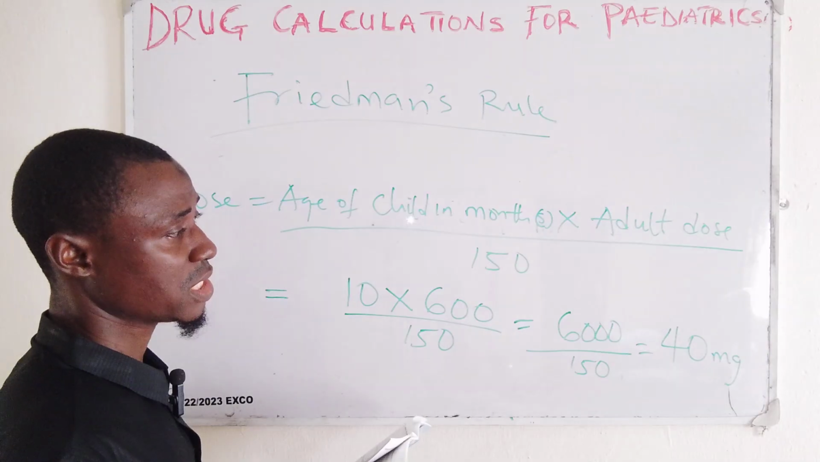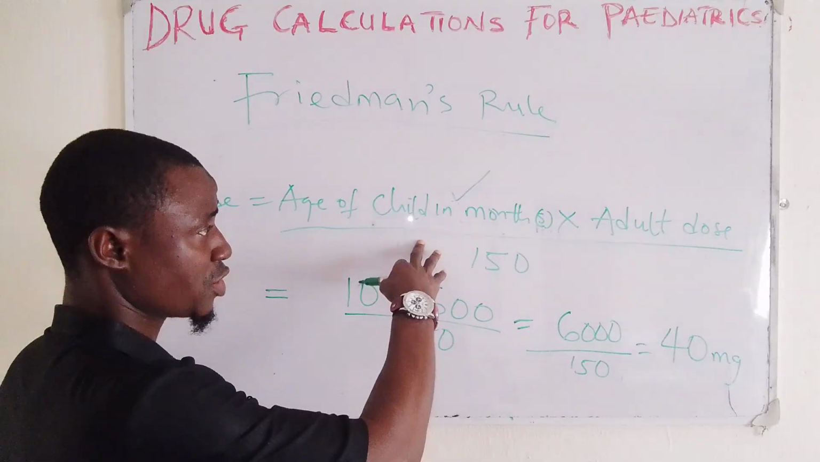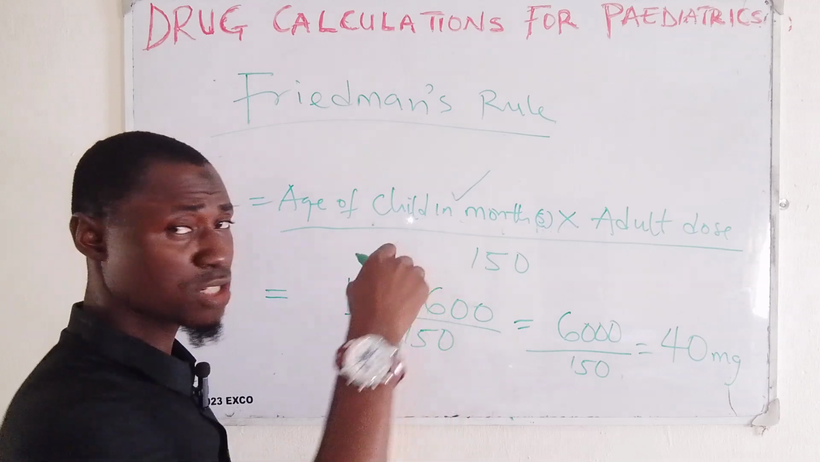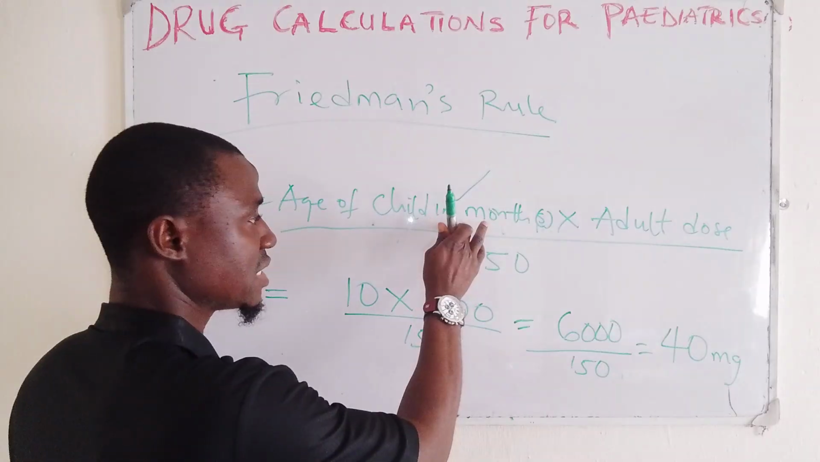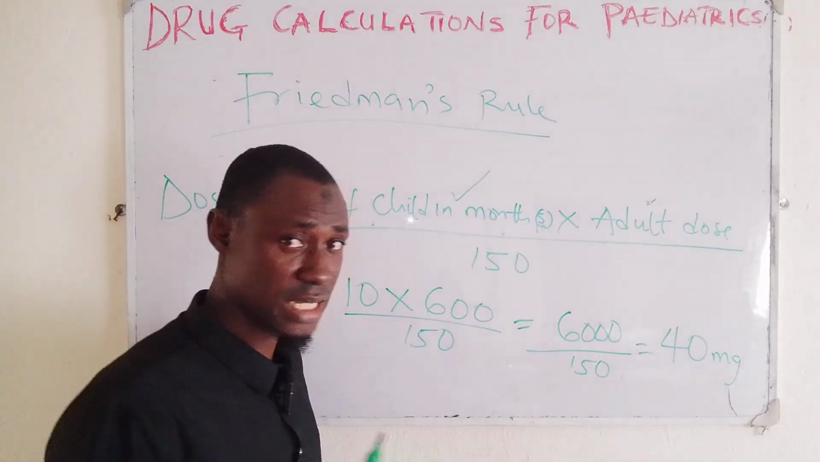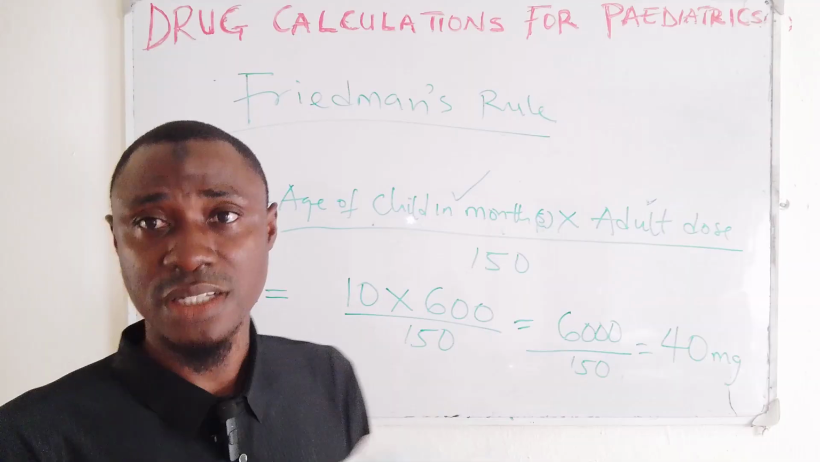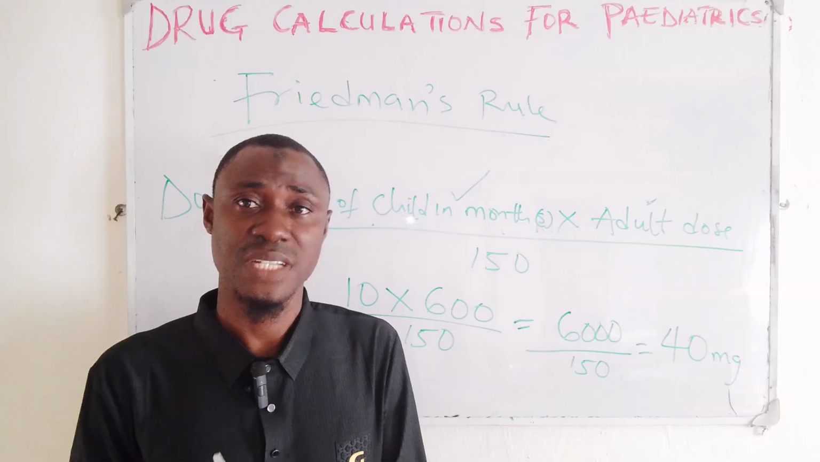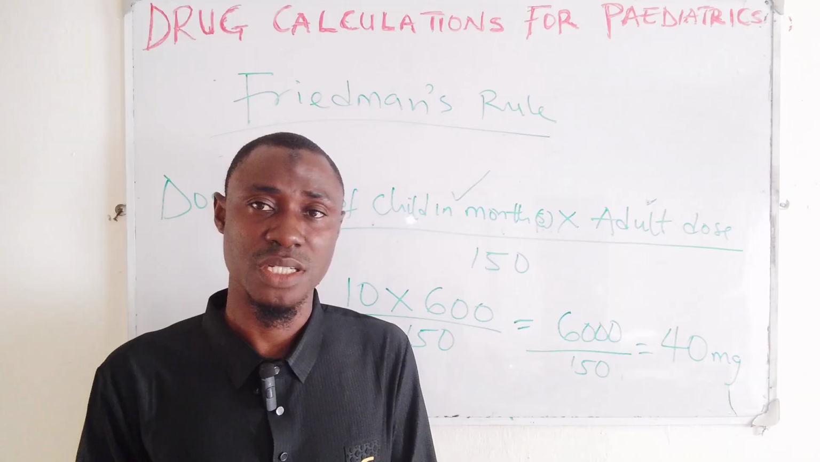So these rules are not difficult. The only information you need to know is, first, the age of the child. In this case, considering months, you know the age of the child in months. And if you are considering the other age-based rules, then the age should be considered in years. Then, of course, a very important parameter that remains constant through all three age-based rules is the adult dose. So this is briefly how to calculate drug dose for pediatrics or children using the age-based rules.